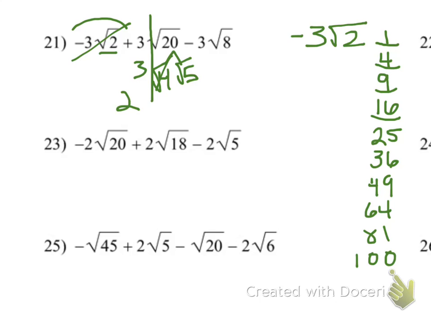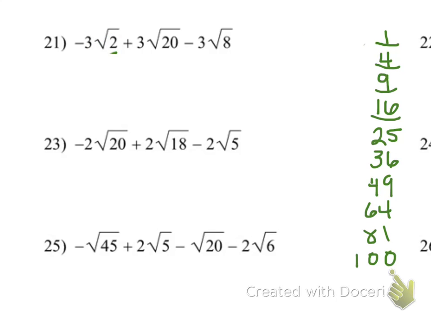So that 3 on the left side and that 2 are going to come together to become 6. And it's going to leave root 5. All right, so all of that work gives me 6 root 5. I'm going to just erase this, but I don't want to forget: 6 root 5. All right, 6 root 5.